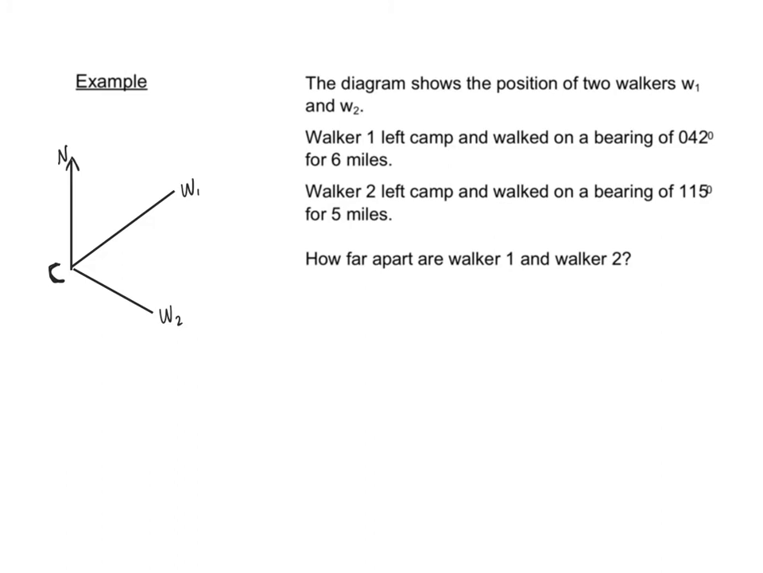So walker 1 left camp and walked on a bearing of 042 for 6 miles. So this line here from camp to where walker 1 is now is 6 miles, so we can put that on.